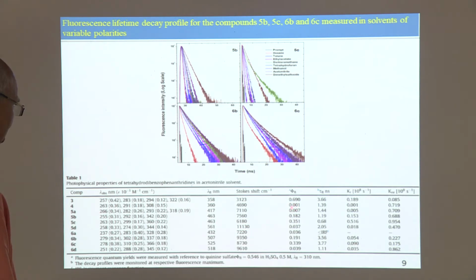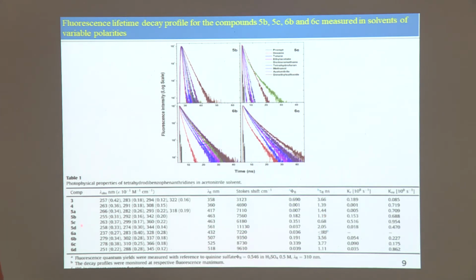Of course, the Stokes shift value is also increased, 7110 centimeter inverse. When we see the benzaldehyde, the quantum yield is very less, that is 0.001. When it has a substitution like O-methyl, then it is slightly increased, but the increase is not that much. Then for the lifetime, it has a lifetime of 1.44 nanoseconds.